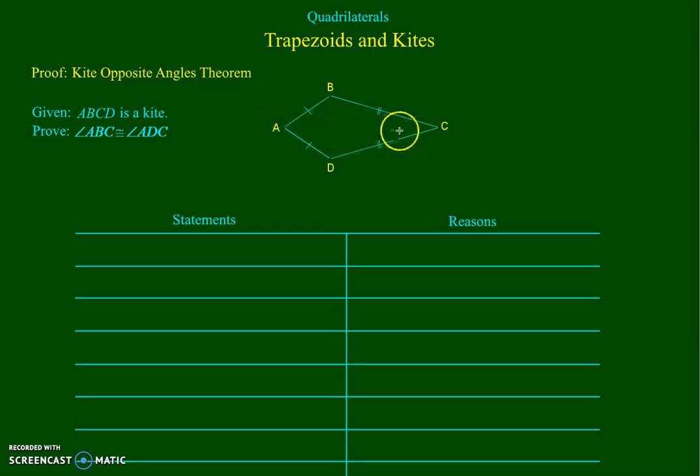We're going to draw in segment AC, an auxiliary segment, and then we're going to say that the top triangle, triangle ABC, is congruent to the bottom triangle by side, side, side. And then we can say that angle ABC is congruent to angle ADC by CPCTC. So a relatively trivial proof, but let's get started with it and see where it gets us.